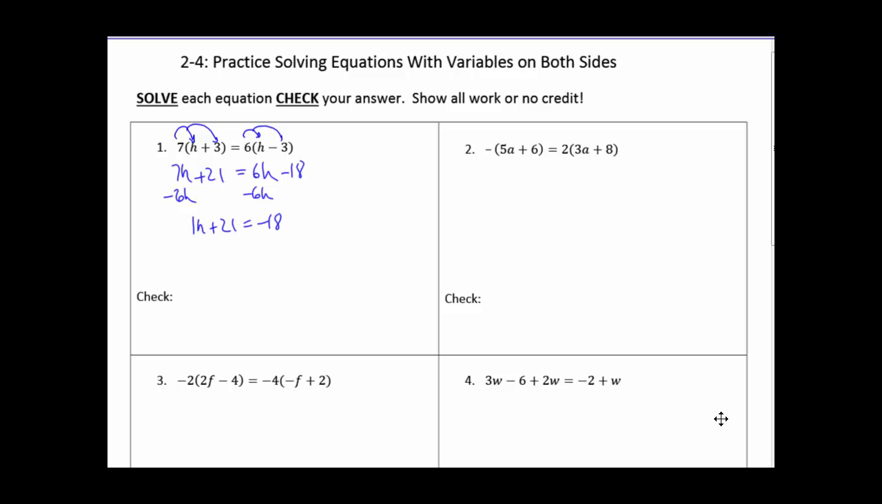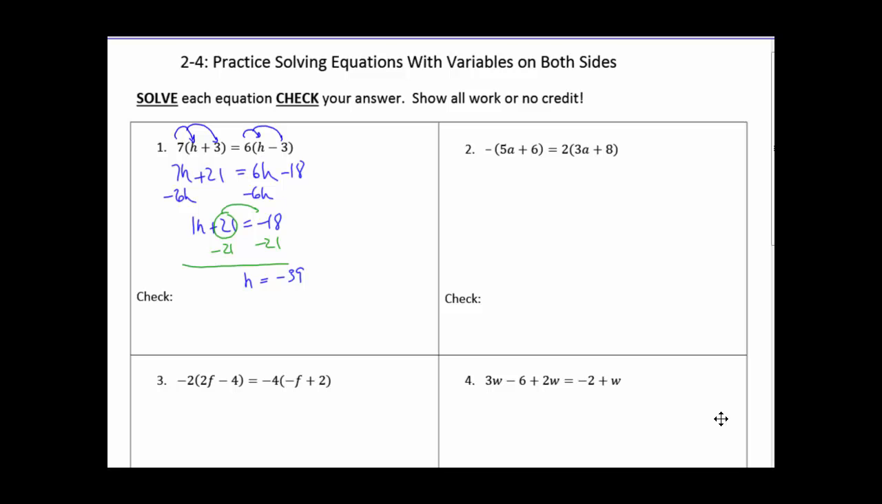So then we need to move this 21 over. Let's take the opposite. So we're going to subtract 21, and therefore we get h is equal to a negative 39.